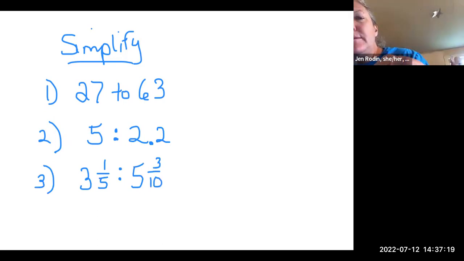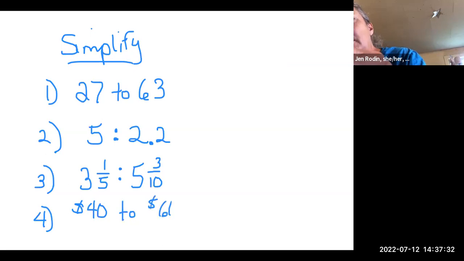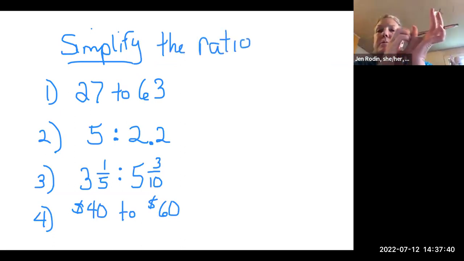And maybe something different like $40 to $60. There. So I'd simplify the ratio. As long as they have the same labels, we can reduce them like fractions. Or these have no labels except for number 4 has a label. So the method to do this, let me do the harder one.